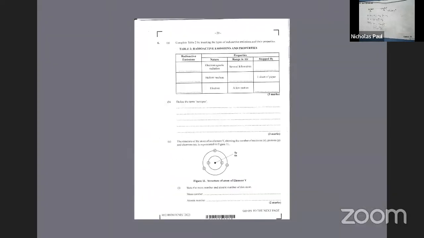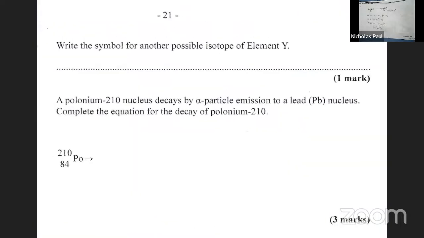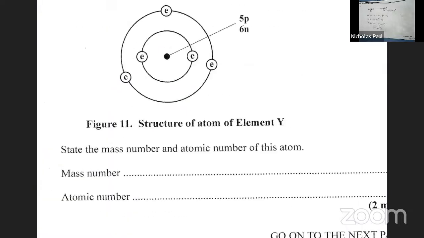Next one. What's a possible isotope of element Y? Element Y was 11, 5. What's a possible isotope? 12, 5, right? 12, 5. Or even 10, 5. For an isotope, you're just changing the mass number.